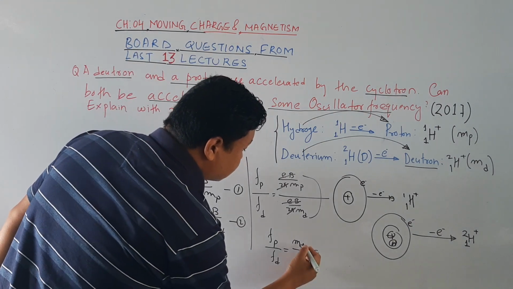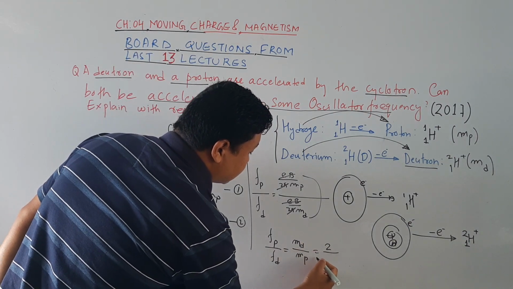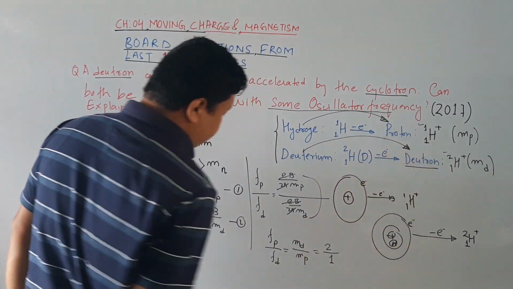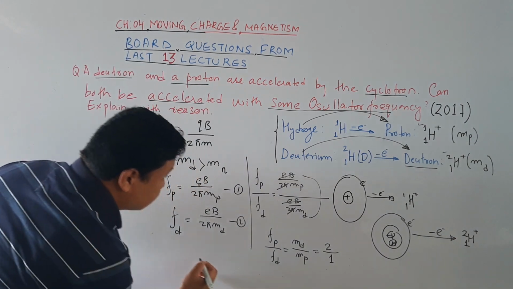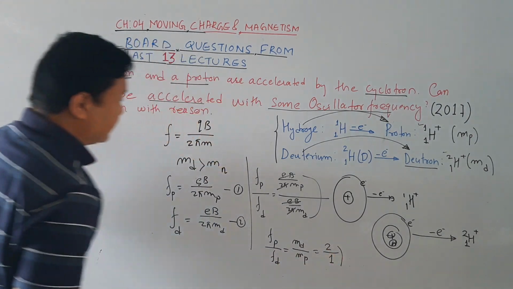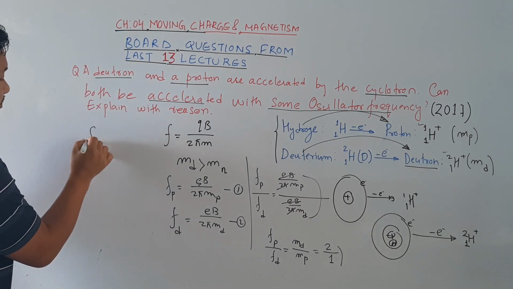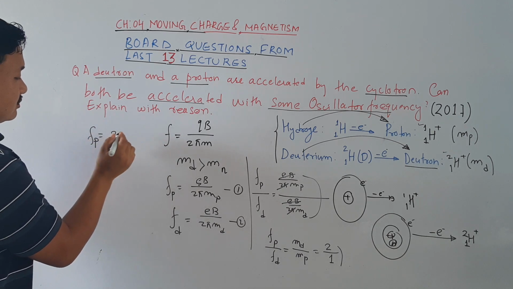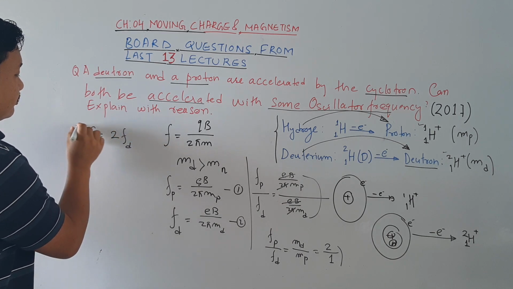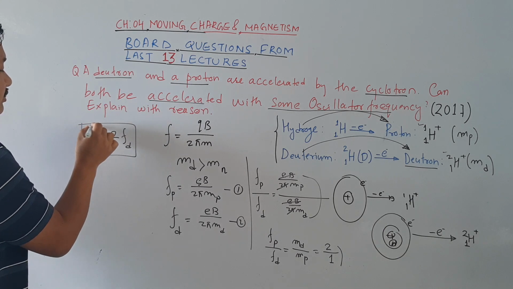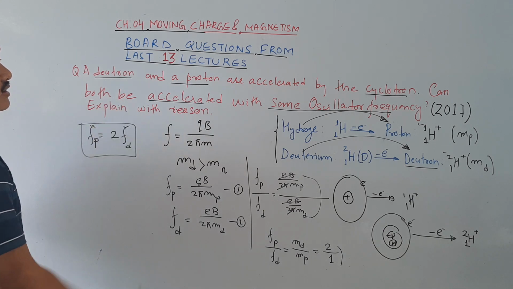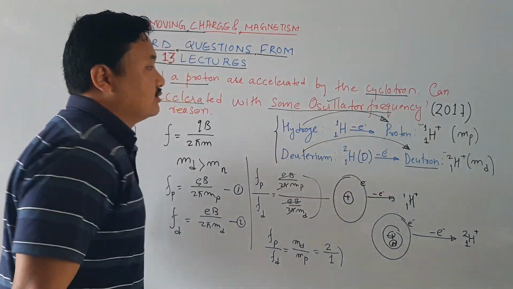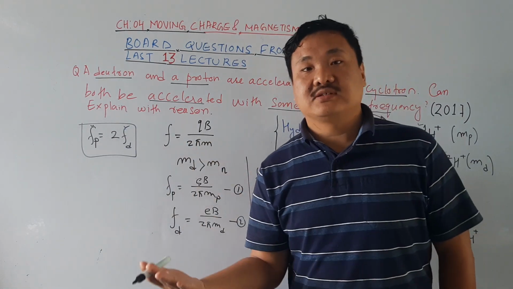The mass of deuteron is 2 and the mass of proton is 1. So what do I get here? The frequency of proton is equal to 2 times the frequency of deuteron, because the frequency of proton is twice the frequency of deuteron. So these are not the same. It means that we cannot oscillate with the same oscillator frequency.